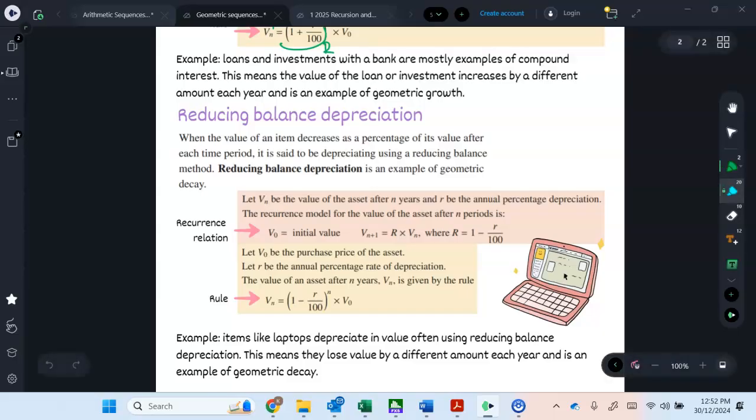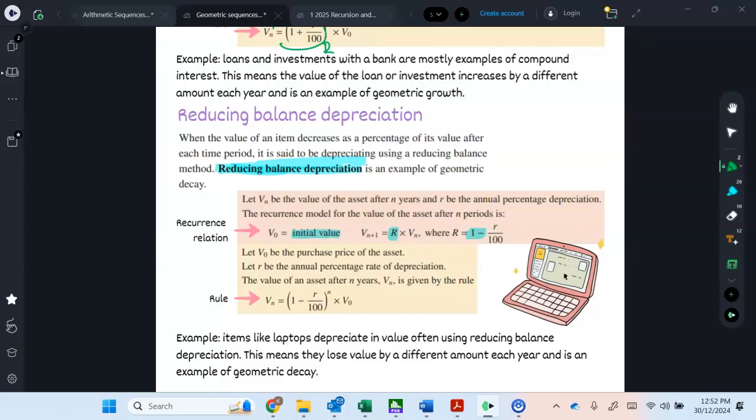So geometric decay, reducing balance depreciation. It's the only example we're going to really look at in general maths. You still have the same recurrence relation. There's your initial value. We've seen the phrase initial value be used, we've seen the phrase starting value be used, and also principal. They all mean the same thing. So just remember that. They all mean the same thing. And then we've got our common ratio, but this time it's 1 minus because it's going down in value. I'll show you an example of this in a second, maybe using the laptop.